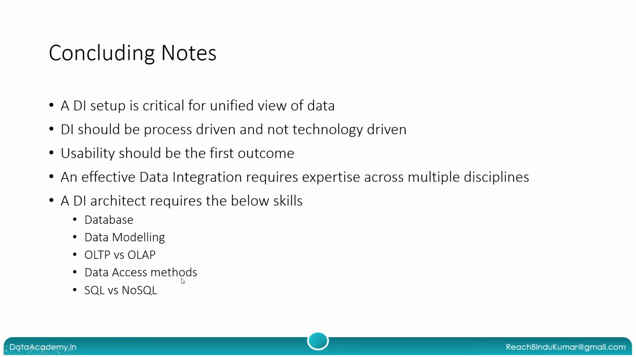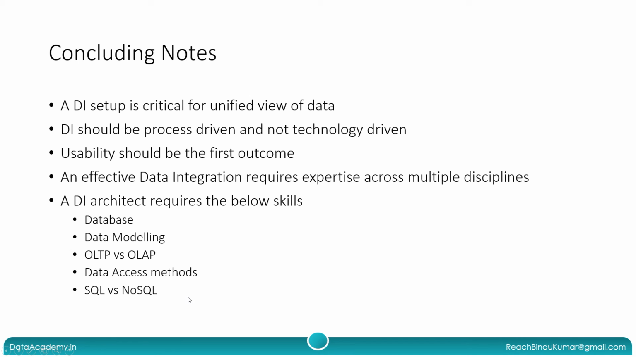Okay. Then the data access methods. So a DI architect should be familiar with the different methods or interfaces such as REST API, GraphQL, Kafka Streams, SQL, JDBC, and so on, right? Because if you are aware of these interfaces, then you can build your data access layer accordingly. Finally, the last bullet point is SQL versus NoSQL, right? So whether to go with a relational database that supports SQL or to go with a NoSQL. So all these are things that a data architect should know.